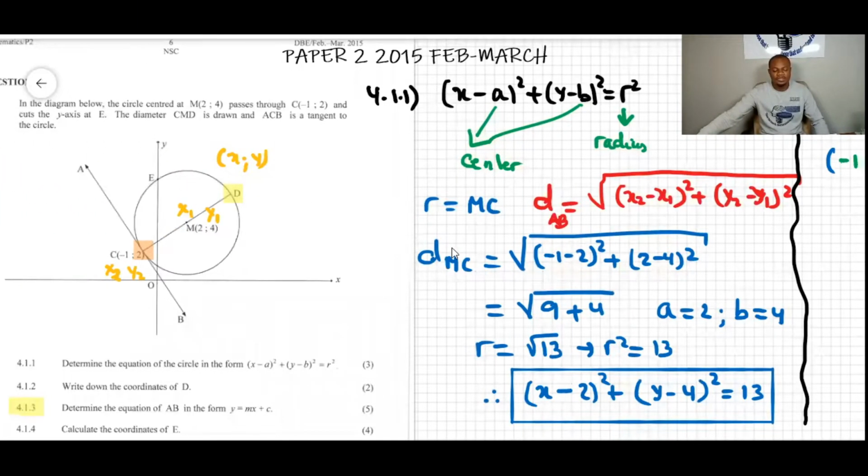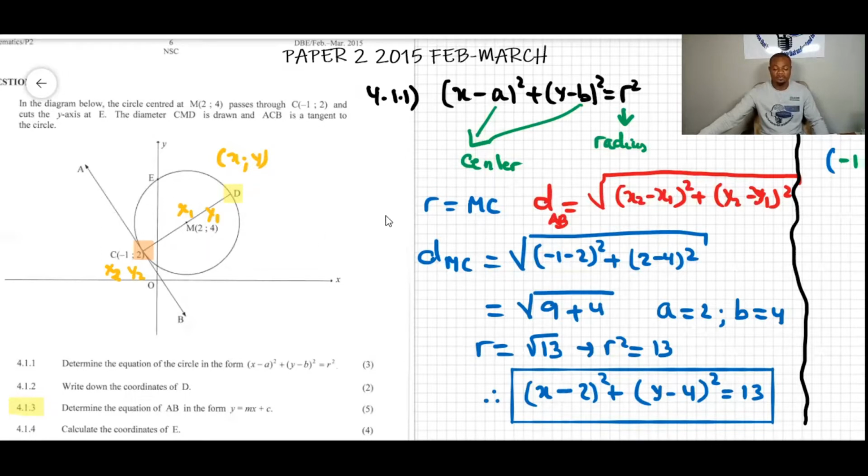Well, we have question 4 here that says: in the diagram below, the circle centered at M, which is the center of the circle, M(2,4), passes through the point C(-1,2) and cuts the y-axis at E. The diameter CMD is drawn, and ACB is a tangent to the circle.